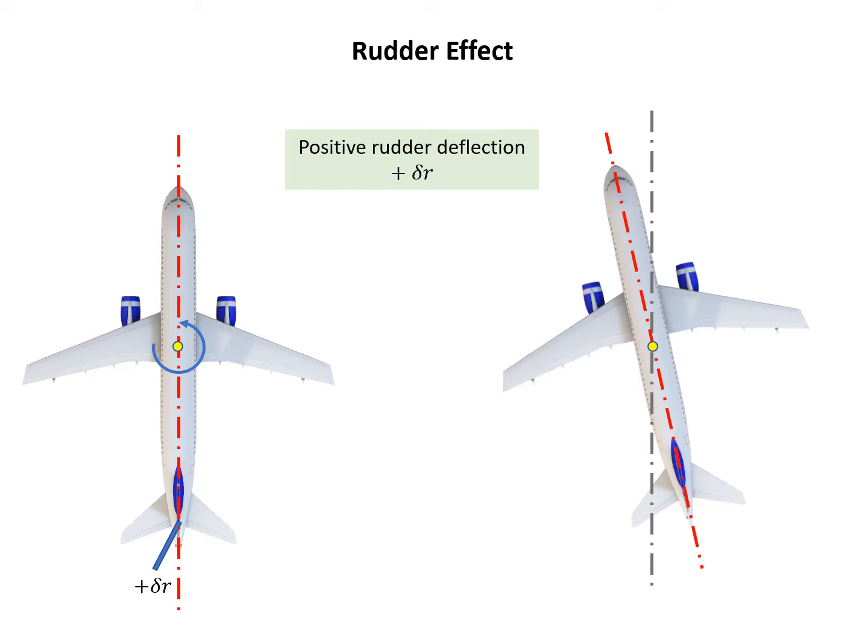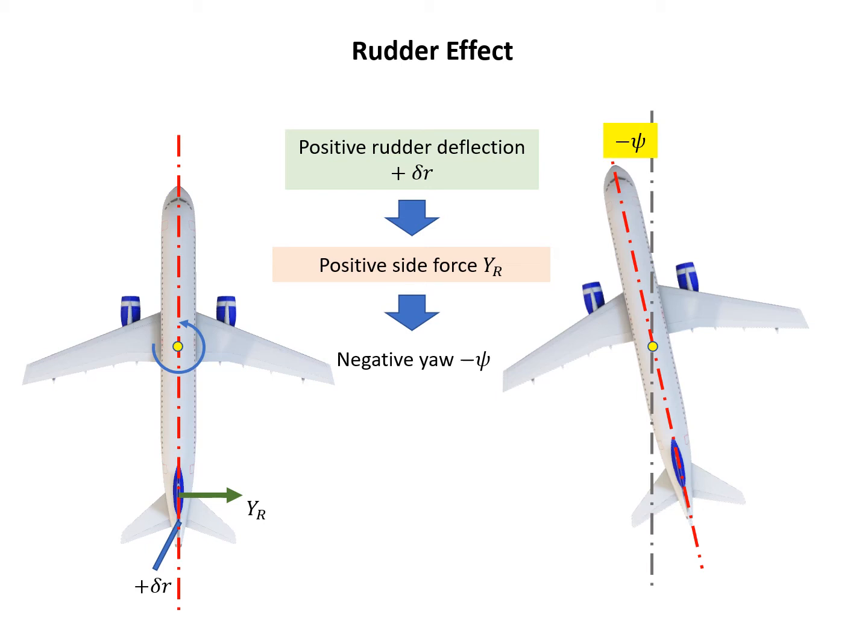Because of the deflection of the rudder, the tail plane, the vertical tail, will have larger camber, and then there will be a positive side force YR produced on the fin. Imagine you have a positive side force, YR. Now we move to the right-hand side picture, and the aircraft will be on a negative yaw, so we have a yawing angle, negative psi, and in this condition, the aircraft is on a positive side slip.